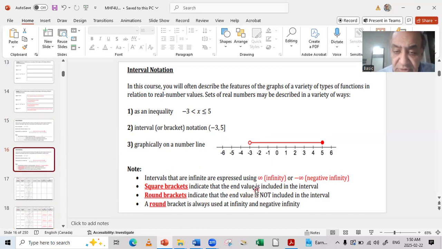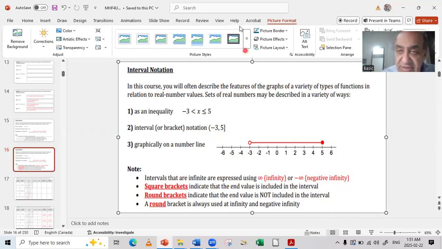But also, I just want you to know that intervals that are infinite are expressed with infinity. Round brackets indicate that the end value is not included in the interval. Here, we see that x is greater than -3, but it doesn't say it's equal to -3. It is not equal to -3. For that reason, we made it a round bracket this way. But the other side is closed here because it is equal, so for equal, we used this bracket.